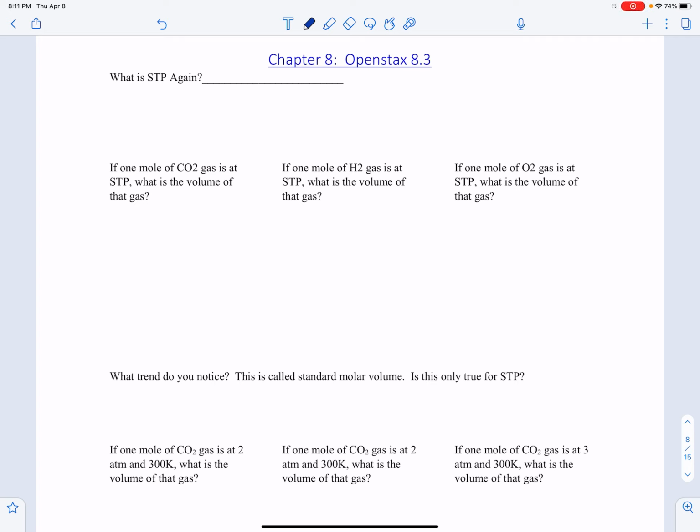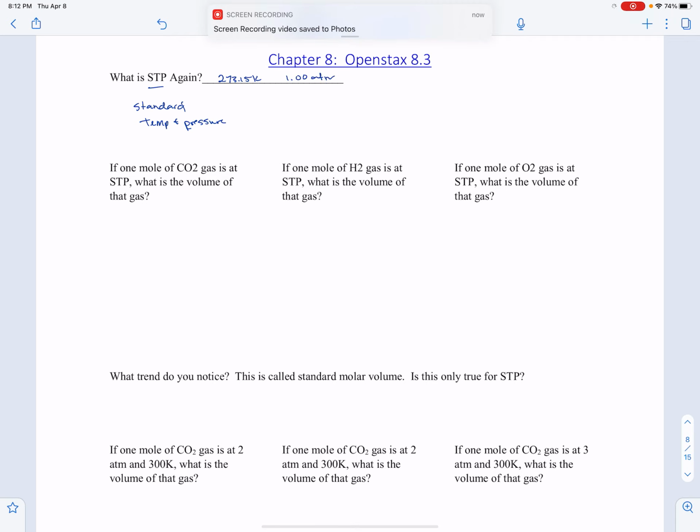So now that you know a little bit about gases and a little bit about equations, we're going to try to pull some more things together. Quick reminder, what is STP? That stands for standard temperature and pressure. There is a standard temperature for gases. It's 273.15 Kelvin. Standard pressure is 1.00 atm.